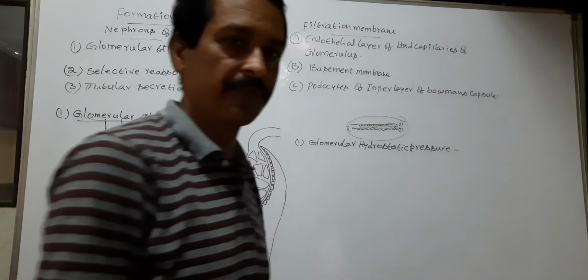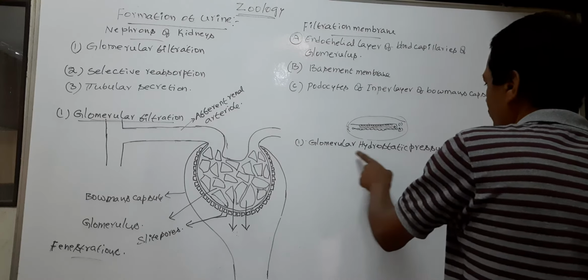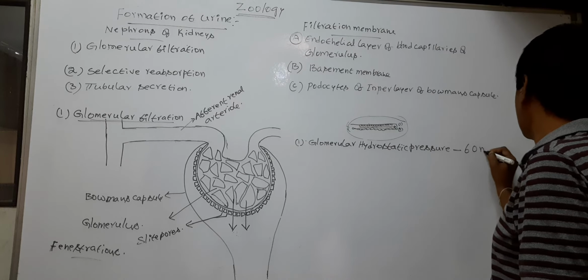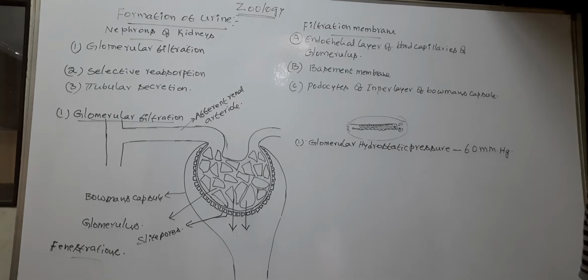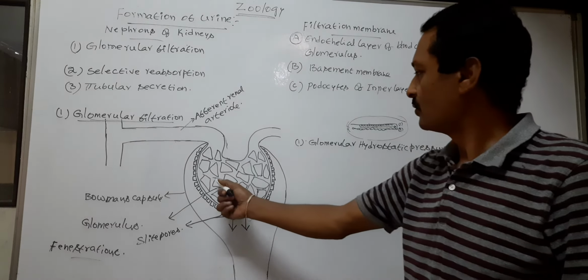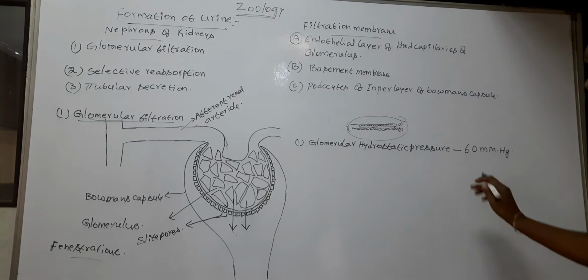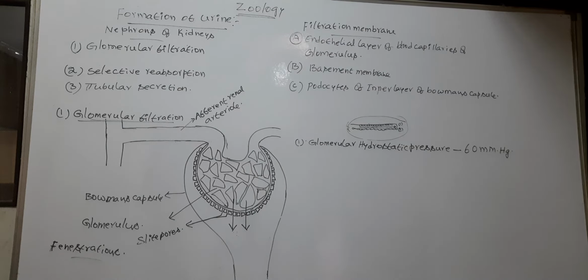Hydrostatic pressure. The glomerular hydrostatic pressure is 60 mmHg. So the blood which passes through blood capillaries of glomerulus has 60 mmHg of hydrostatic pressure.